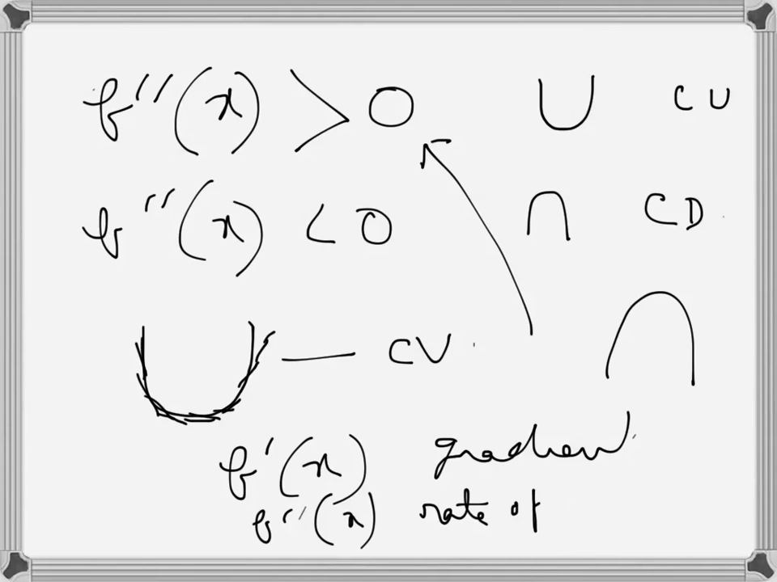And when the rate of change is negative, so the gradient is decreasing, that is this one, the function is concave down. So it's less than 0, the rate of change is less than 0, the function is concave down. And there is a point when the second derivative is 0.